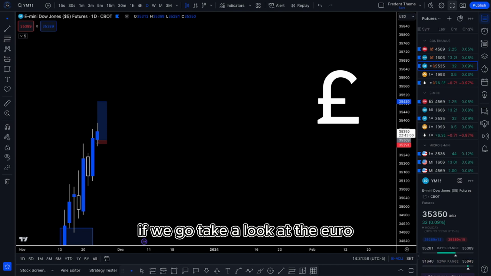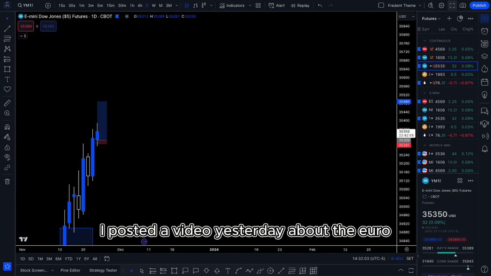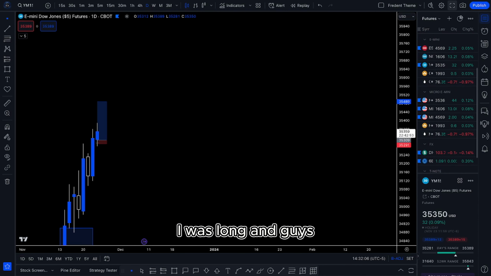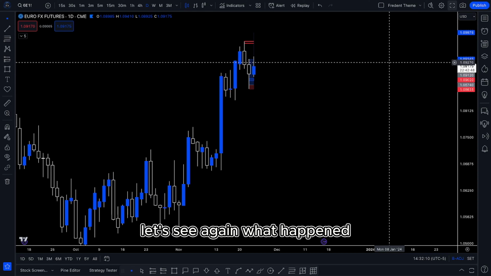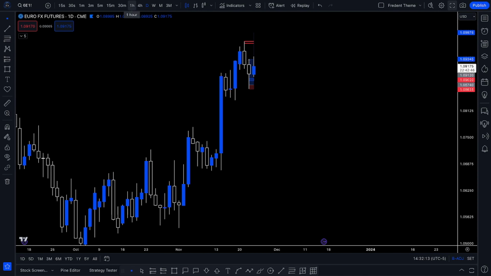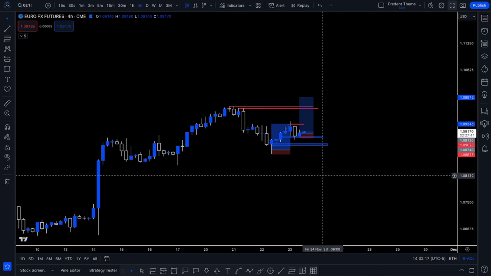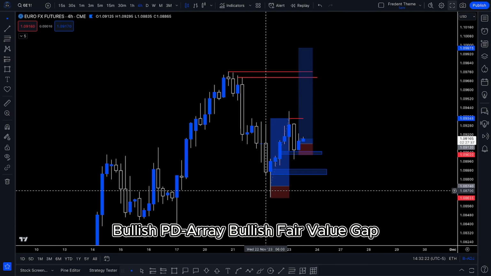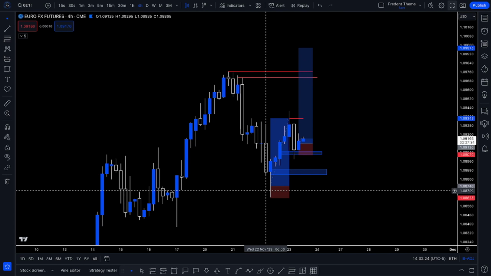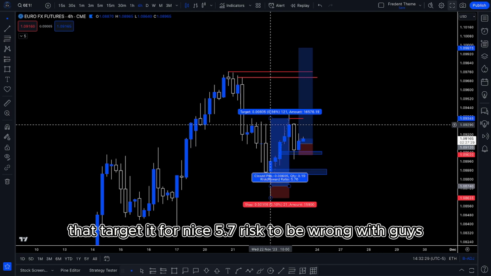If we go take a look at the euro, I posted a video yesterday about what would happen to the euro. I was long, and guys, let's see again what happened. I entered on the 4-hour chart on this bullish P area, bullish fair value gap, and we hit PT. Of course, we hit this high up here that I targeted for a nice 5.7 risk to reward, guys.